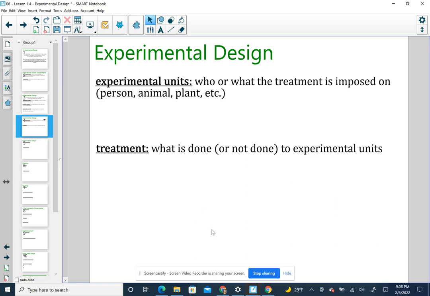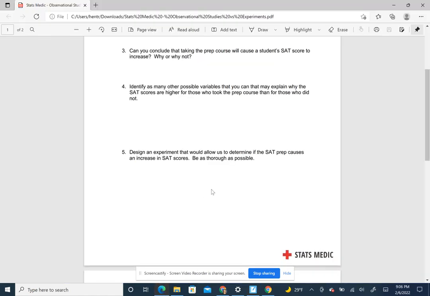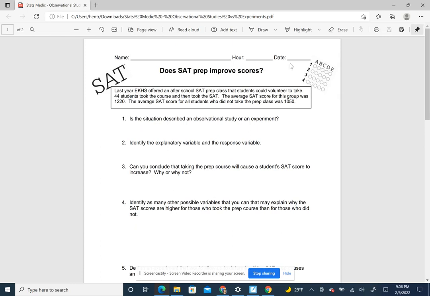So we're going to take a break from the notes and I'm going to have you guys do just the front page of this handout that's titled, Does SAT Prep Improve Scores? So just to read through this really quick for you, last year EKHS offered an after-school SAT prep class that students could volunteer to take. 44 students took the course and then took the SAT. The average SAT score for this group was 1220. The average SAT score for all students who did not take the prep class was 1050.